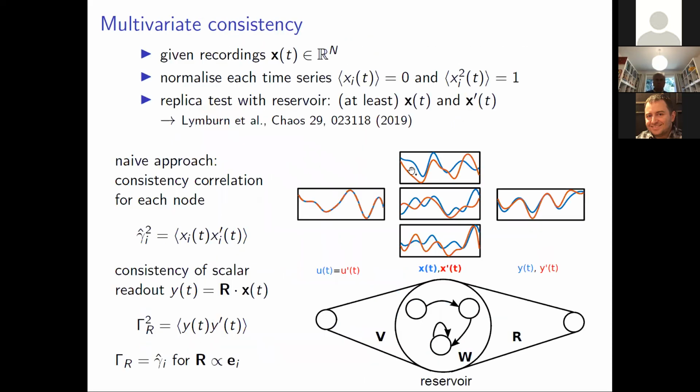Now we jump back to consistency. That's what we did a couple of years ago, right, it's already a couple of years ago because we started in 18. We can do the replica test with the reservoir, just driving it repeatedly with the same signal. So that's here an illustration of this replica test with the reservoir computer.